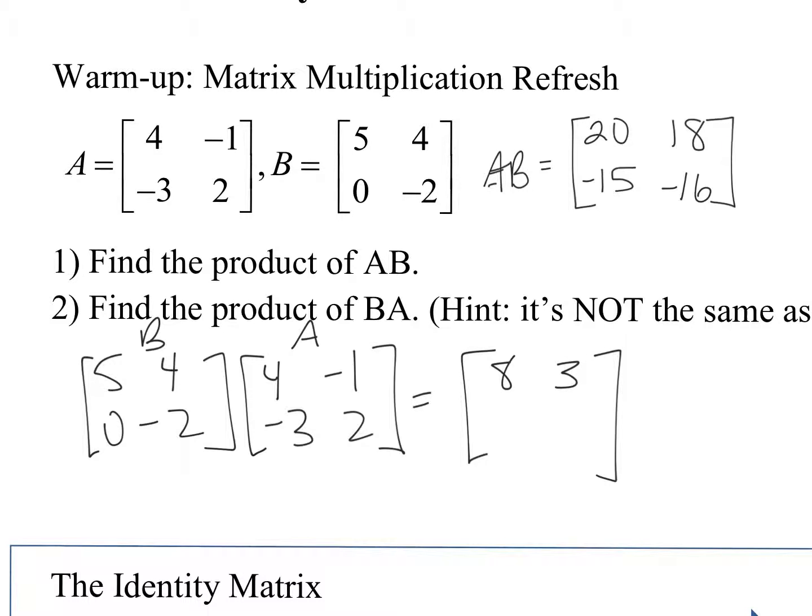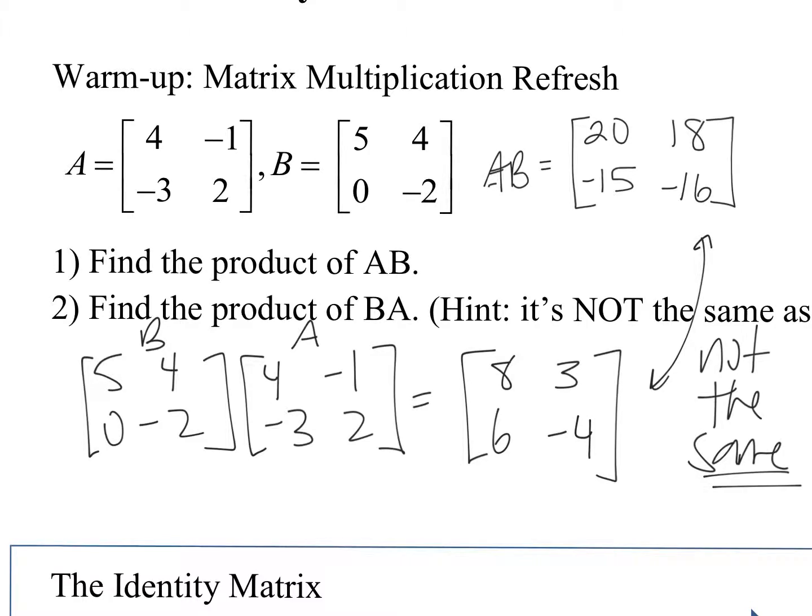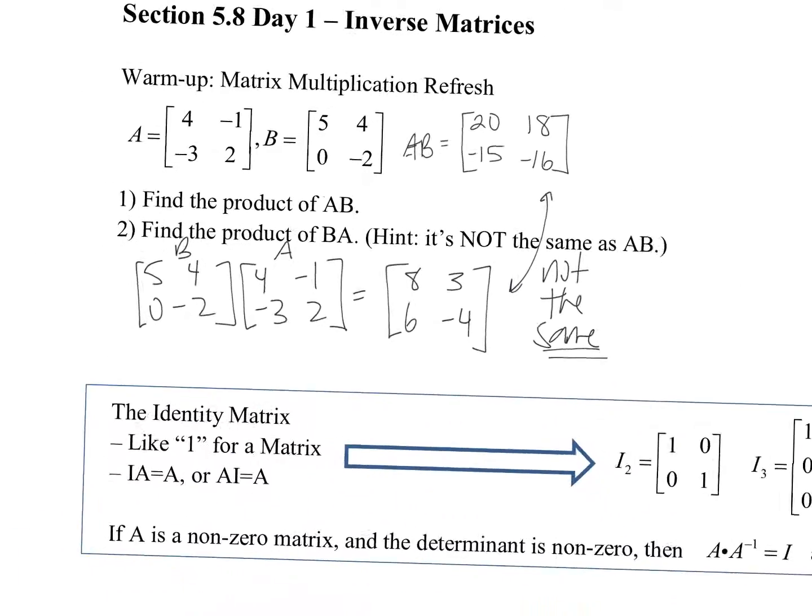And you can already tell this matrix is totally not the same as this one. Now let's go across, down, bottom row, first column. This is going to be 0 plus 6, so 6. And then across, down, 0 times -1 is 0, plus -2 times 2 is -4. So 0 plus -4 is -4. So totally not the same. Just beware of that when you multiply matrices. The order that they're in is super, super important.